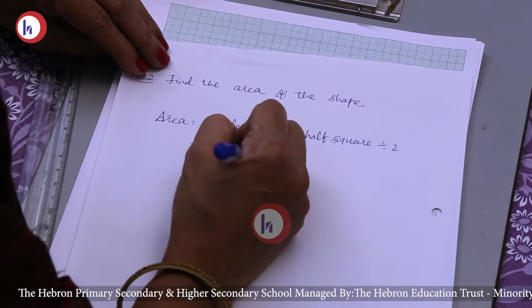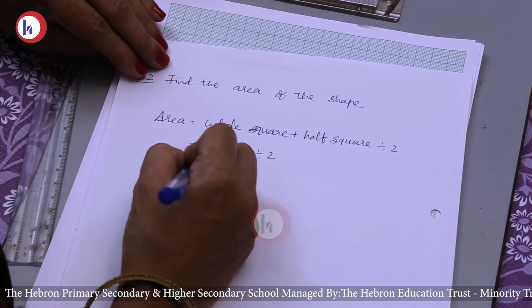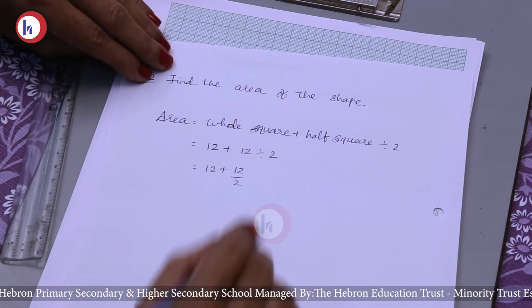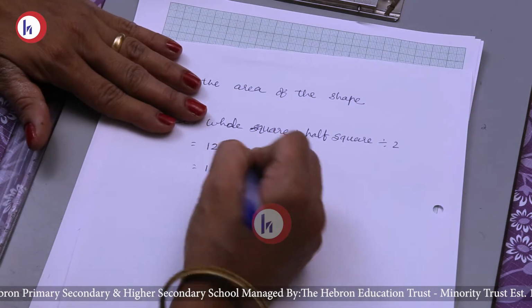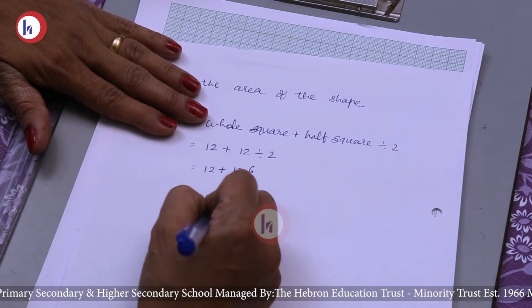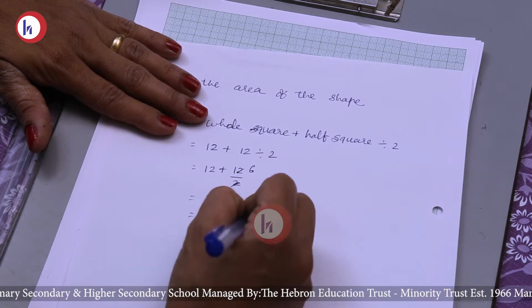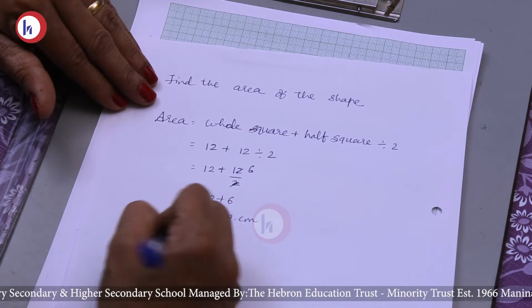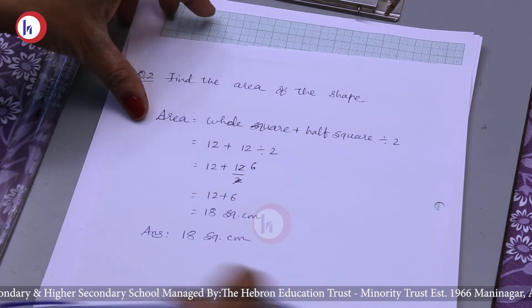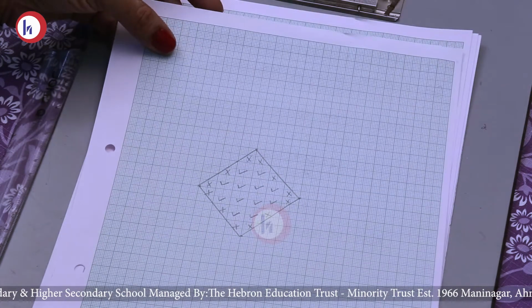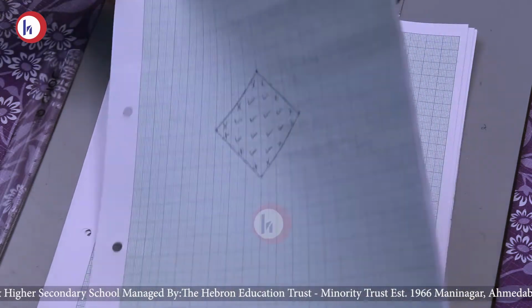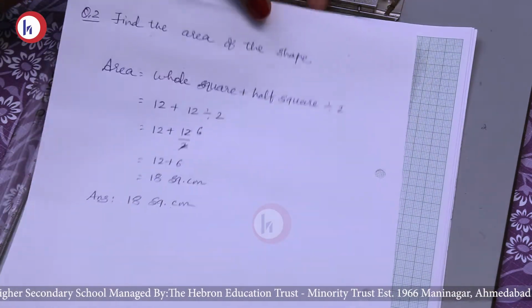12 plus 12 divided by 2 is equal to 12 plus 12 upon 2. 2 sixes are 12. That means 12 plus 6, which is equal to 18 square centimeter. Answer: 18 square centimeter. You have to write this sum on the back side of the graph page. That means you have a graph book. In this graph book, you draw one figure and on the back side you do the sum.